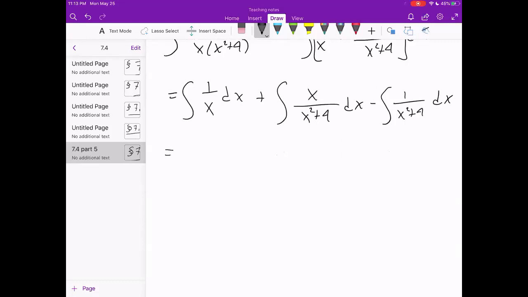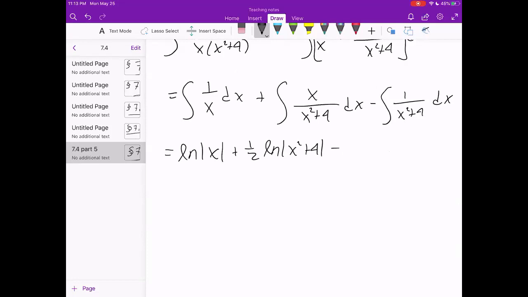So this first one is pretty straightforward, ln of the absolute value of x. The second one, if you need a u substitution, do it. I can do that one in my head. I'll leave it to you because you guys need to practice more than I do. It's 1/2 ln of x squared plus 4.